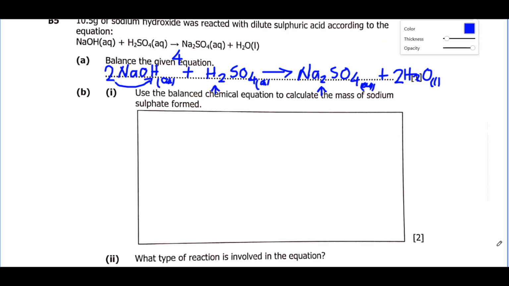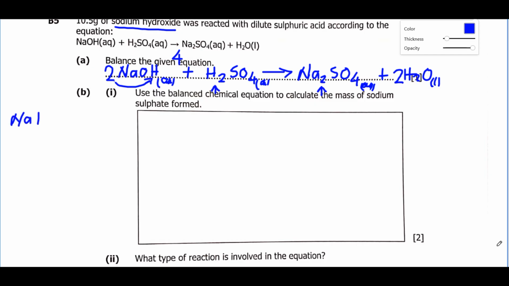B1, use the balanced chemical equation to calculate the mass of sodium sulfate formed. There are different ways in which you can find it. You can use mole to mole, then use the moles to find mass, or you can use mass to mass. What I'm going to do is use mass to mass. So how do you use mass to mass? Focus on the substances, number 1 whose mass is given, and the second one whose mass you are solving for. The one whose mass is given is sodium hydroxide. That's the one I'm going to write here.